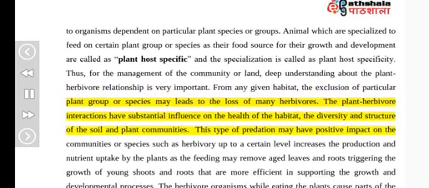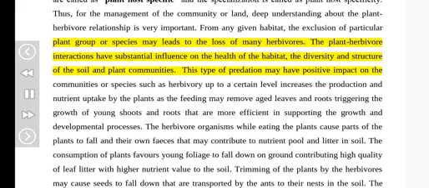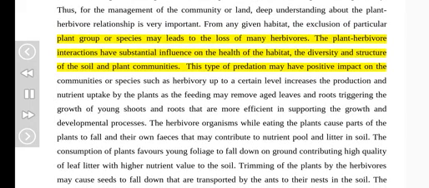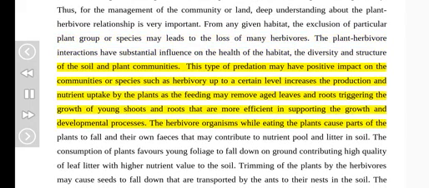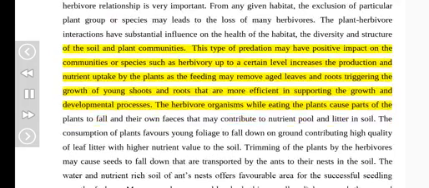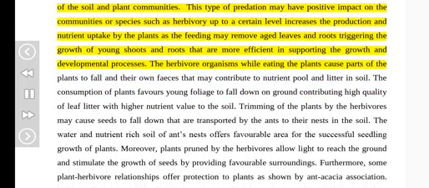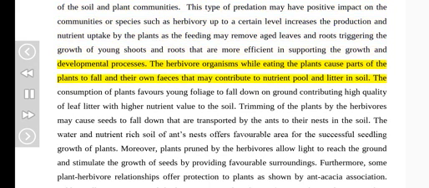The plant-herbivore interactions have substantial influence on the health of the habitat, and the diversity and structure of the soil and plant communities. This type of predation may have a positive impact on the communities or species, such as herbivory up to a certain level increases the production and nutrient uptake by the plants, as the feeding may remove aged leaves and roots, triggering the growth of young shoots and roots that are more efficient in supporting the growth and developmental processes. The herbivore organisms while eating the plants cause parts of the plants to fall, and their own feces may contribute to the nutrient pool and litter in soil.